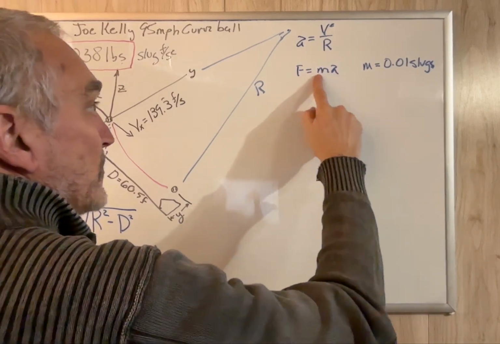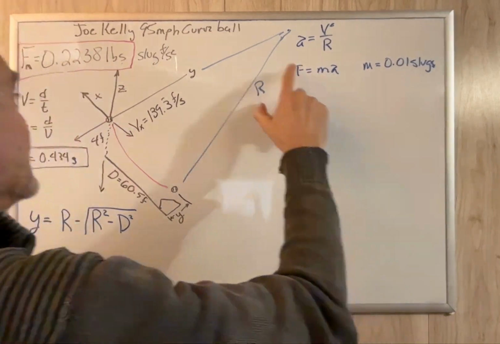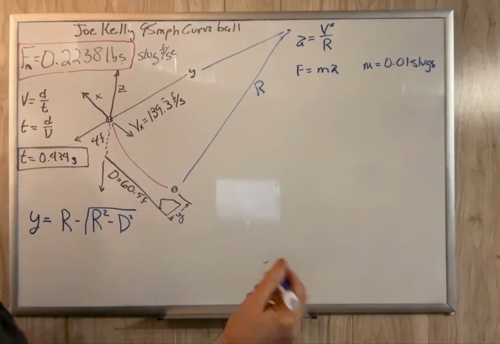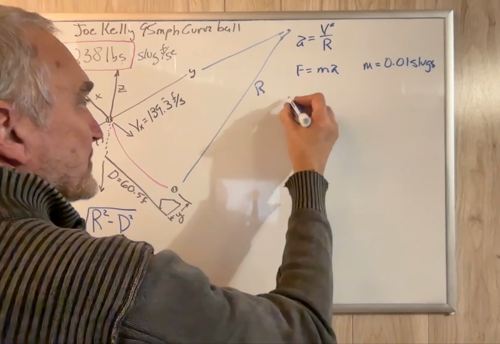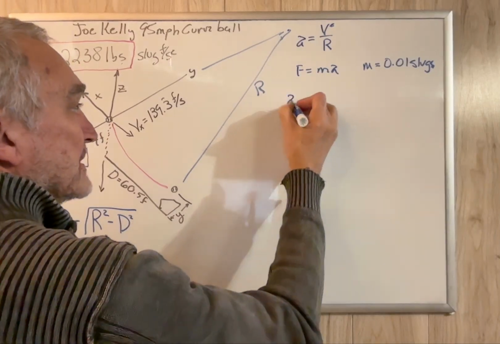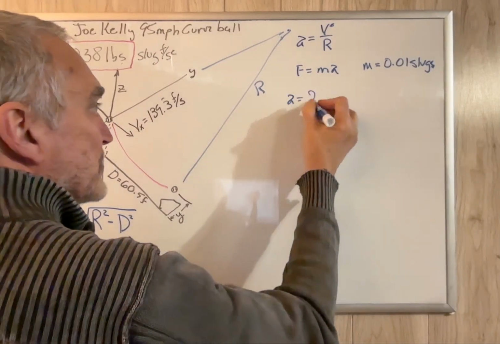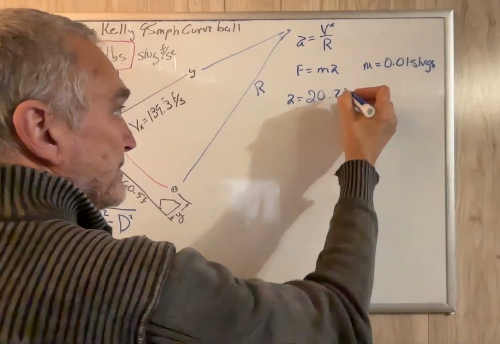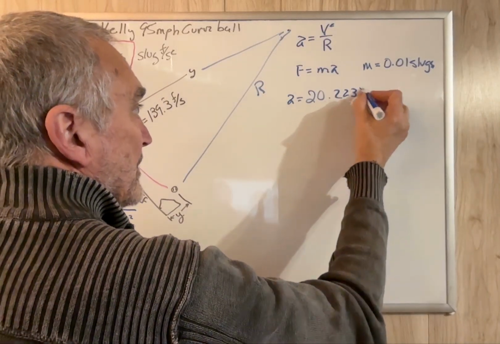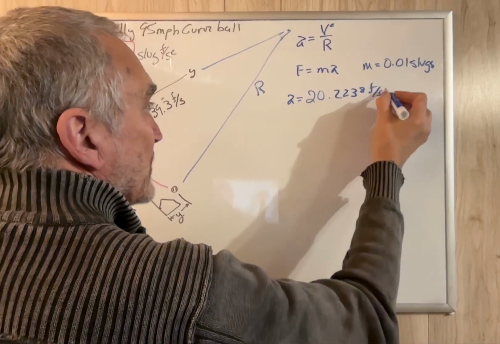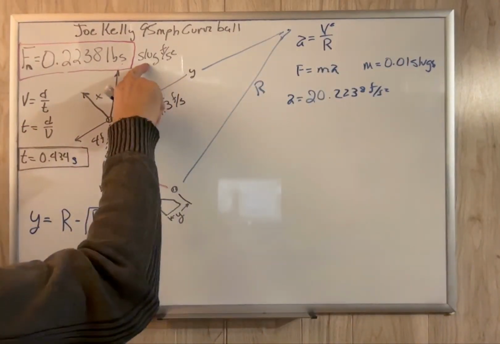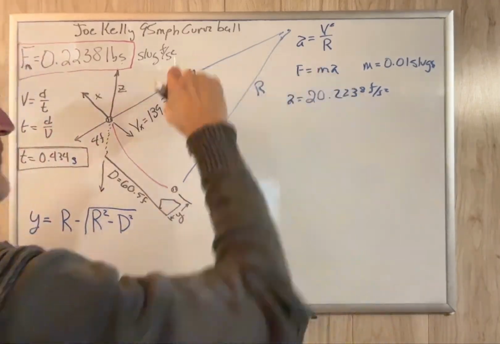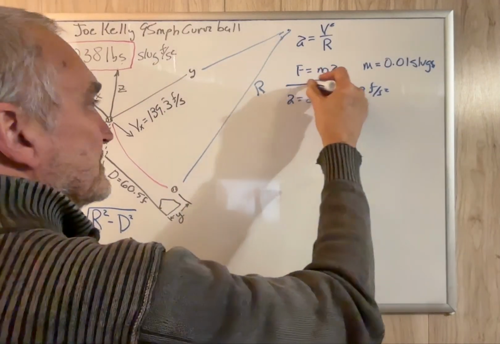Okay, so if we know the mass and we know the force, we can figure out the acceleration. That's going to be easy. You're just going to move the decimal point up 2 places. So A is going to be equal to 20.2238 feet per second squared. Notice the slugs will cancel out, and you end up with feet per second squared. Hey, we know the acceleration.